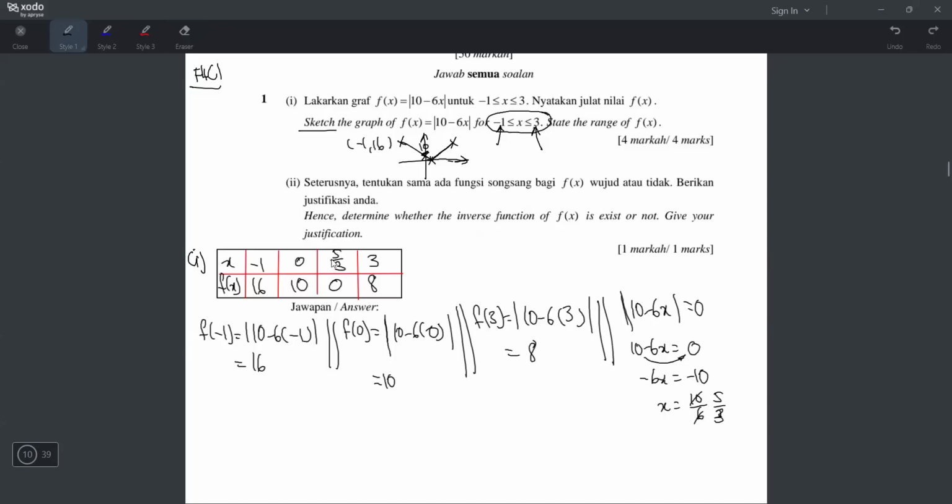Okay, let me write it in decimal. So this is 1.6666, right? So 1.67. The reason I write in decimal is so that later when I sketch, I know the position of this point. Okay, I have the first point, and I have the y-intercept (0, 10), and I have the x-intercept (5/3, 0), and I also have the last point (3, 8). So all the important points I have already.